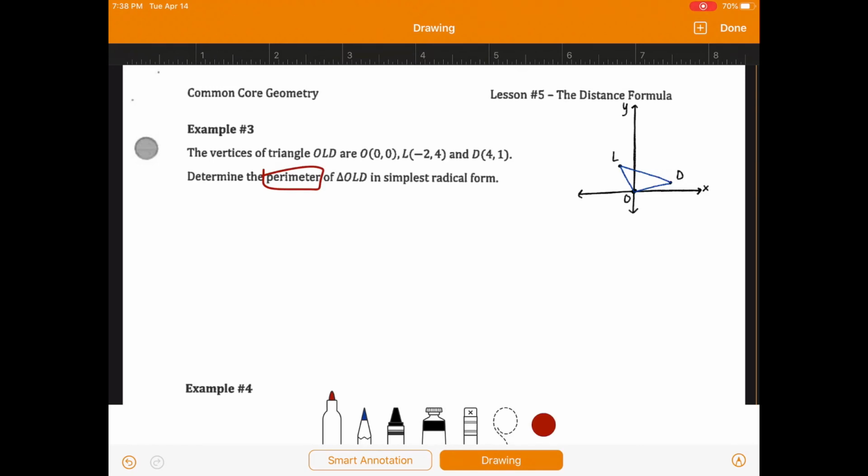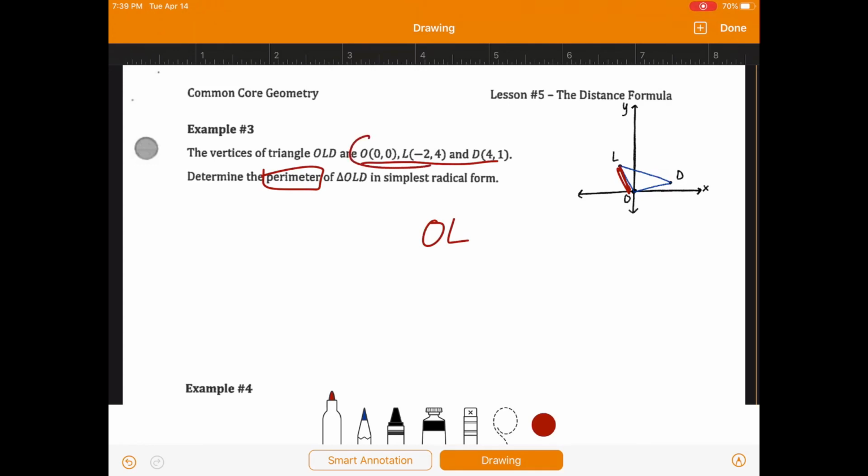So for this next example, it gives you 3 points, which make a triangle, and you want to find the perimeter of that triangle. So when you do the perimeter of any triangle, what you're doing is you're adding up the lengths of the 3 sides. So if we took the triangle that we had here, we have the 3 sides. The first one I'll do is OL.